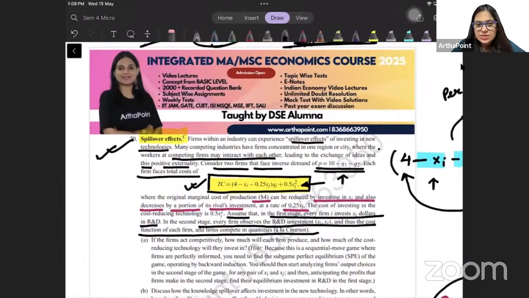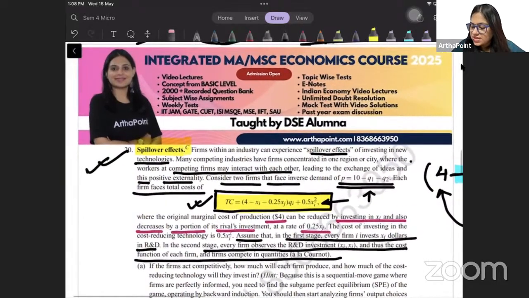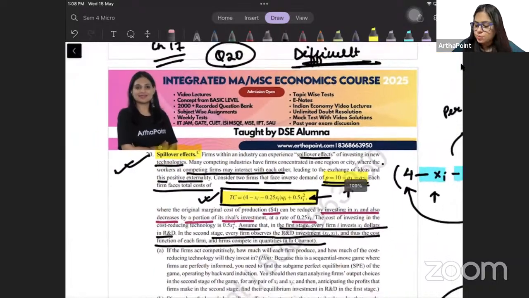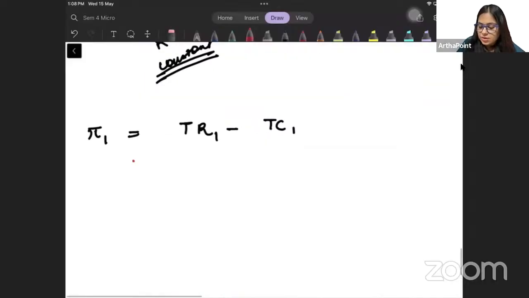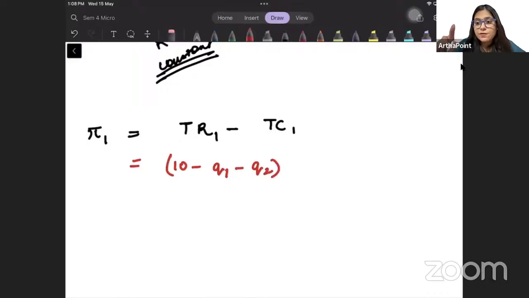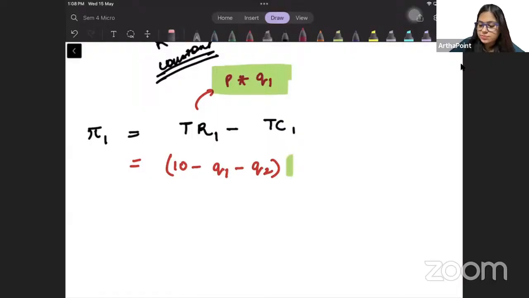Look carefully, price is given to me as 10 minus Q1 minus Q2, right? So let us write the price. The price function will be 10 minus Q1 minus Q2, price into quantity of firm 1, because total revenue is price into quantity. Right? So price into quantity. Let me write Q1 here.